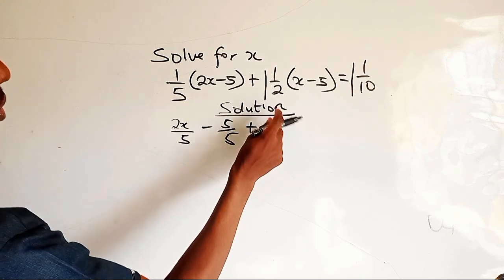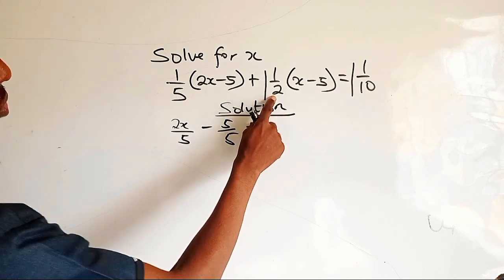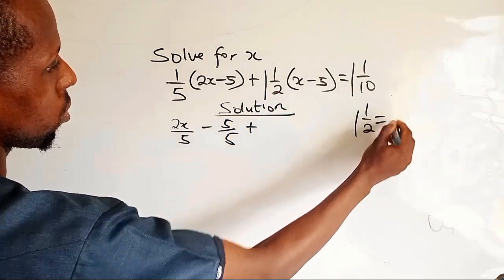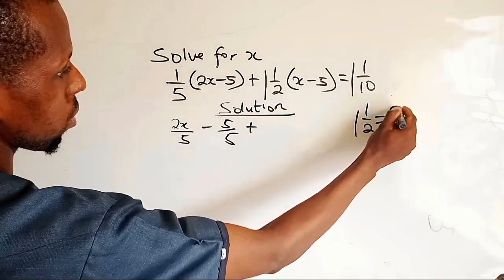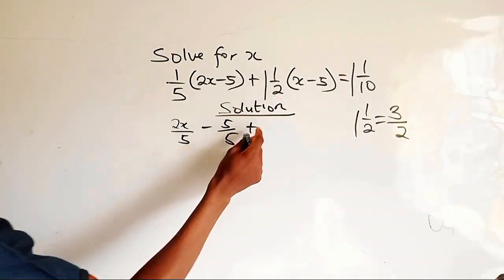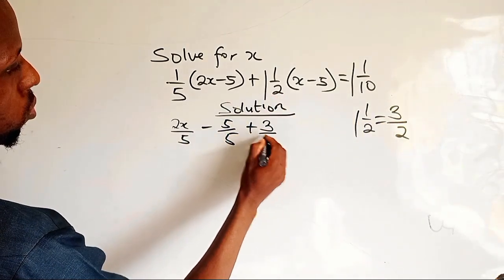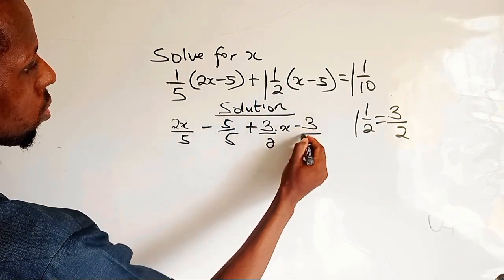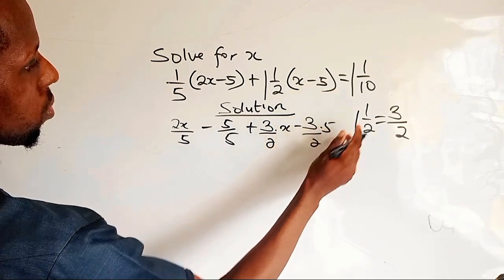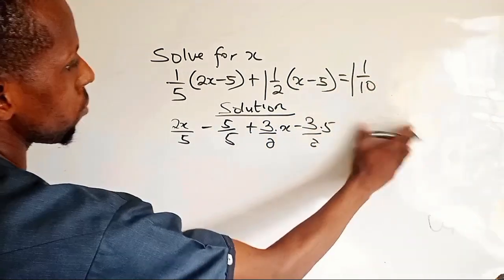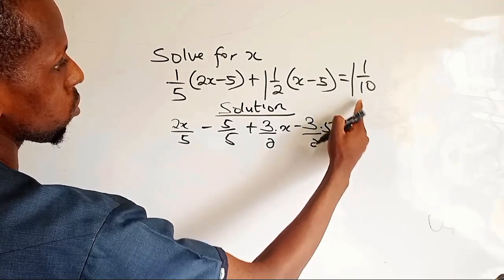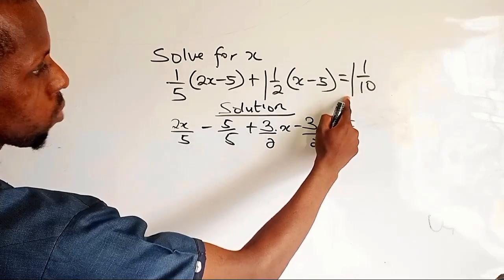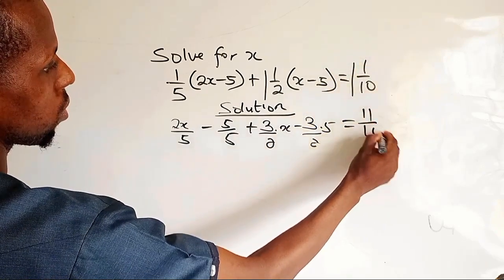So plus, this one is a mixed fraction. We have to change it to an improper fraction. And how do we go about that? We have 1 and 1 over 2. So we say 2 times 1, 2, plus 1, that is 3 over 2. So we have this as 3 over 2 times x minus this same 3 over 2 times 5. Everything equals one whole number. So we can as well change this to an improper fraction. It is a mixed fraction. So we say 10 times 1 is 10 plus 1, 11 over 10.